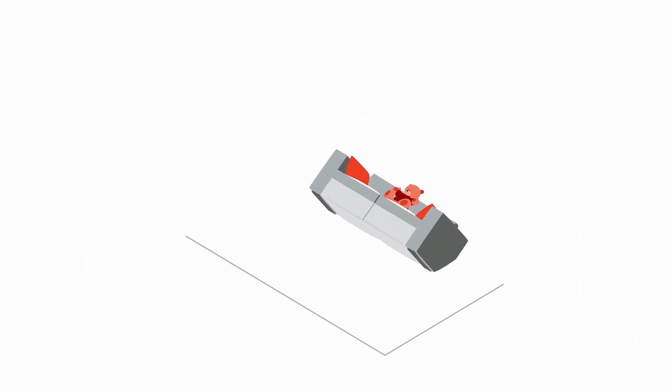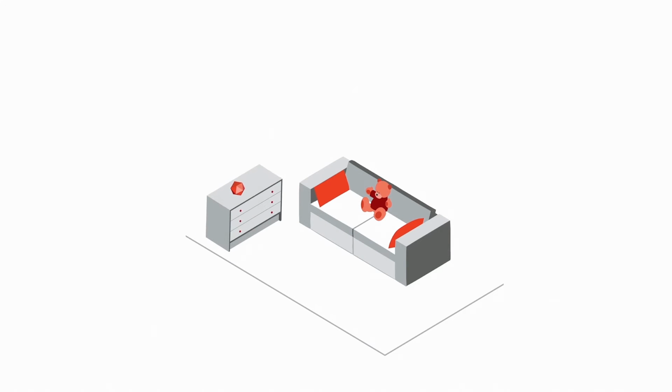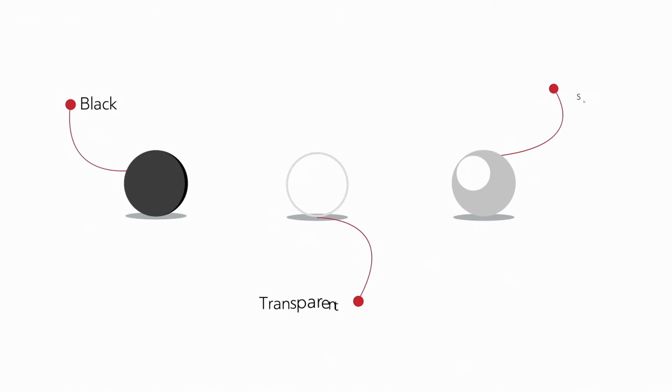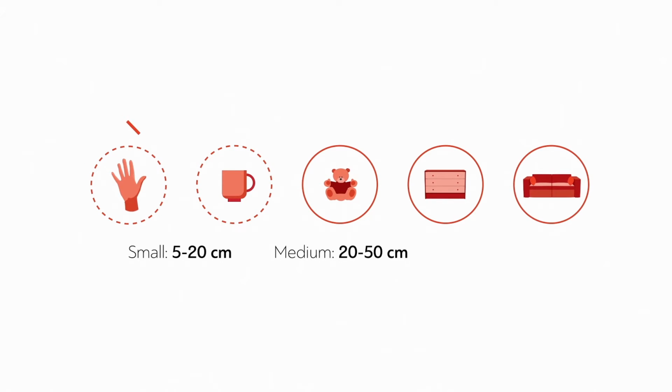What kind of things can I 3D scan? A good way to start is with a couch or a chest of drawers. Avoid black, transparent, and shiny objects if possible. 3D sensors don't like them. For best results, choose objects or areas that are larger than 20 centimeters in size.